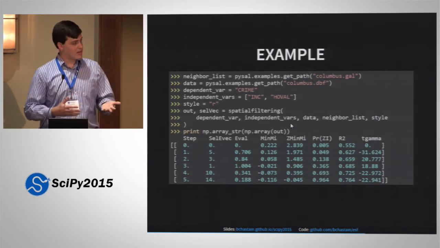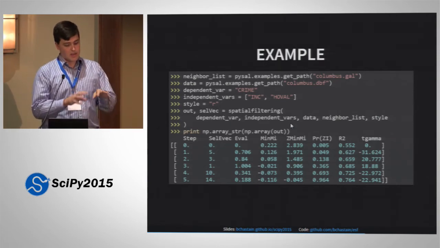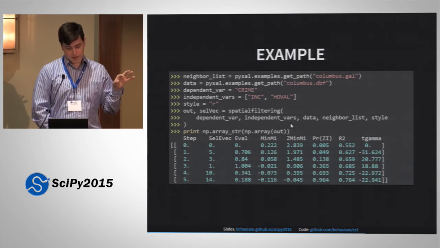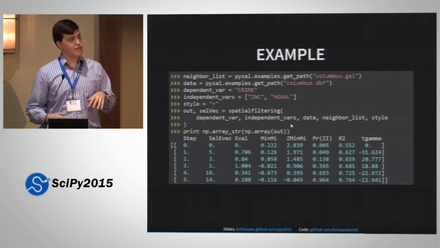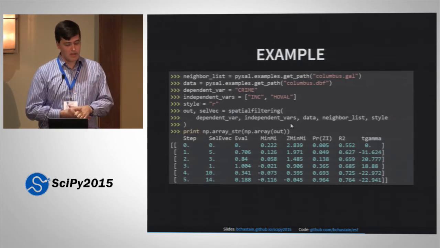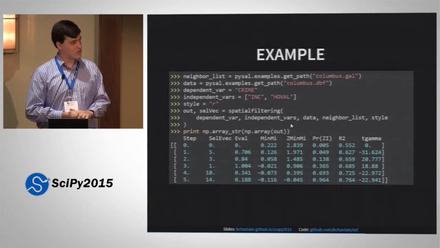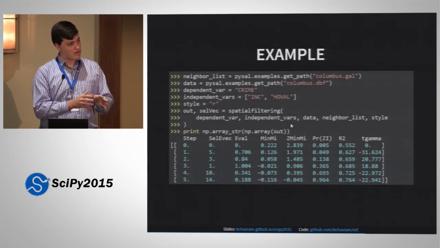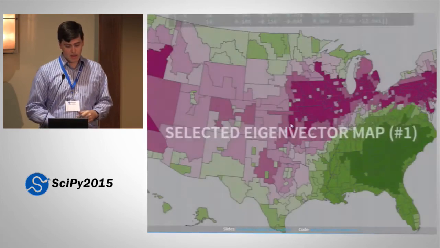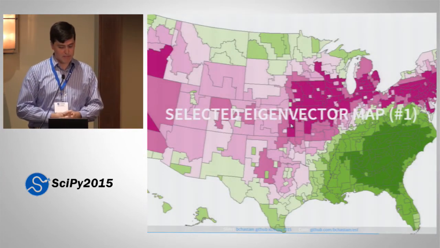I didn't include this, but the next step would be you would take those 5 eigenvectors, 5, 3, 1, 10, 14, and then use them back in your original regression, be it OLS or whatever type of regression you're doing, and that would be your component of that regression to control for your spatial autocorrelation.